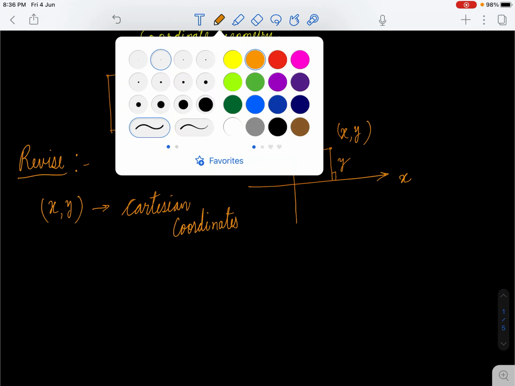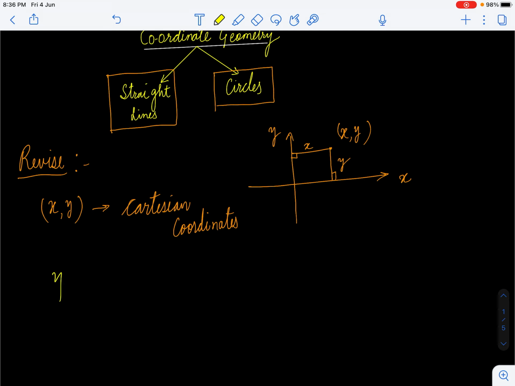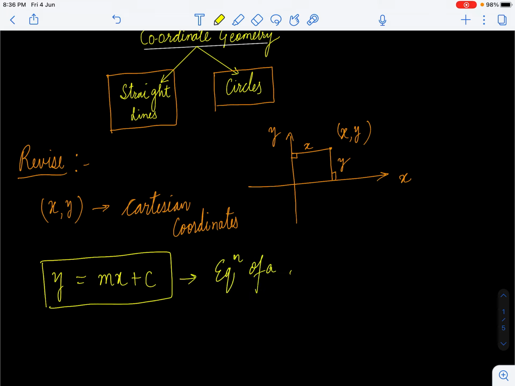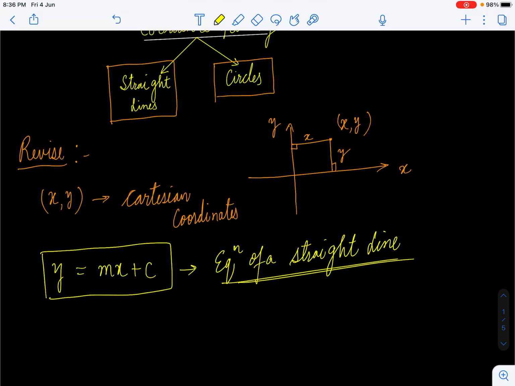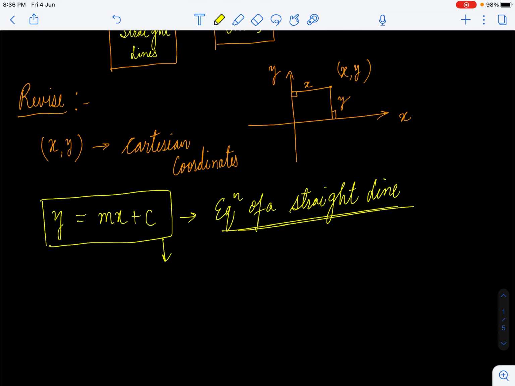And what else you have learned is that the equation of a straight line is of the form y is equal to mx plus c. This is the equation of a straight line. There are many forms of a straight line, and this is one of the forms. This form is known as slope intercept form. We will see this in detail a little bit later. So for now, the equation of a straight line is this, and the xy point is this.